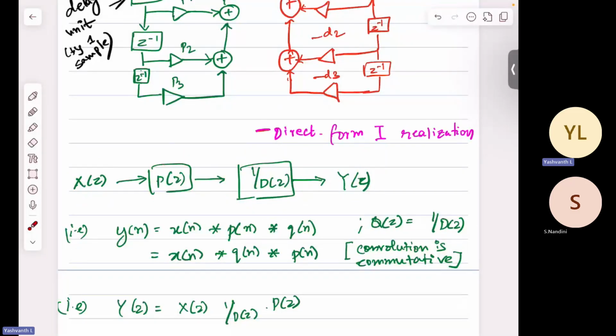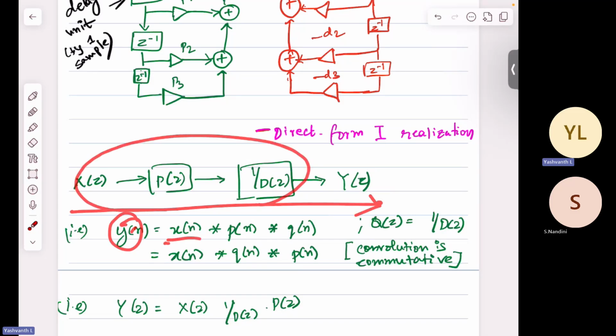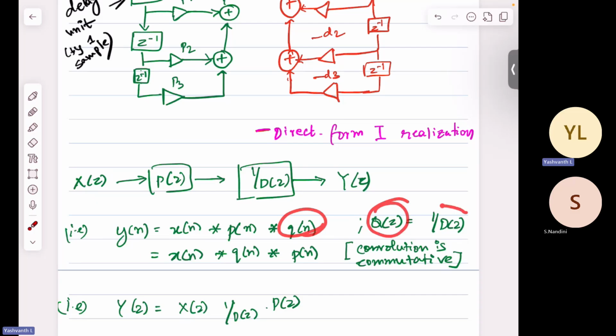Why should this happen? That's because if you write down the overall signal at the output, y of n equals the convolution of all three blocks: x of n convolved with p of n convolved with q of n, where q of n is such that Q of z equals 1 by D of z. Now, you can use the commutativity property. So replace q of n and p of n, so q of n comes first and p of n comes later. This is because of the commutativity property of convolution.